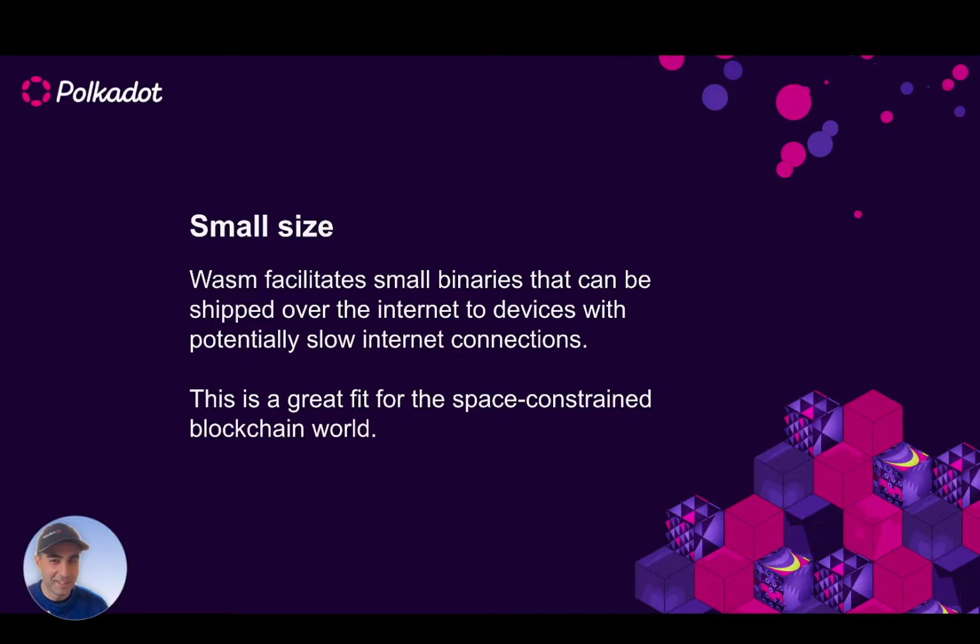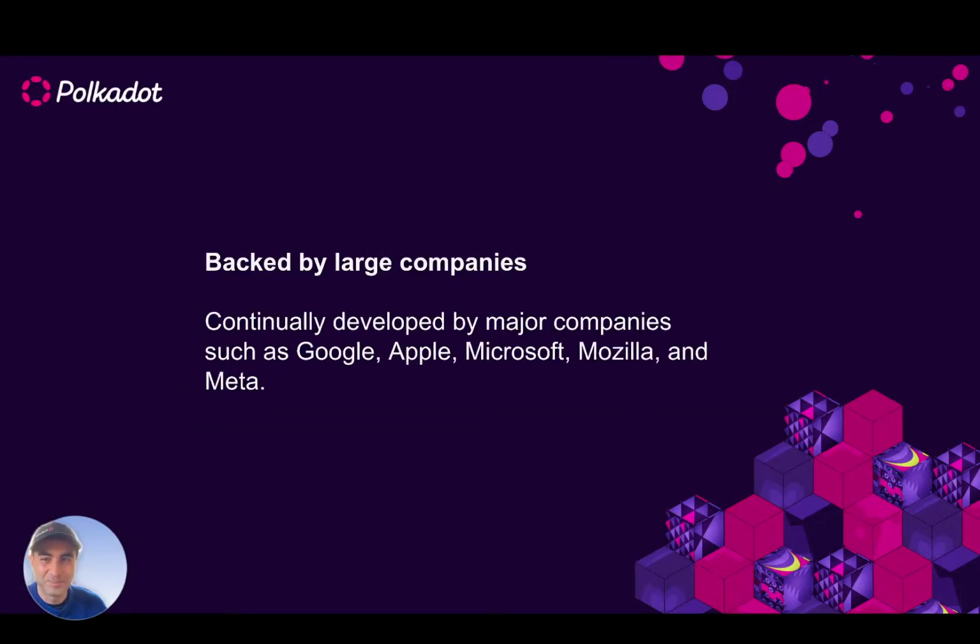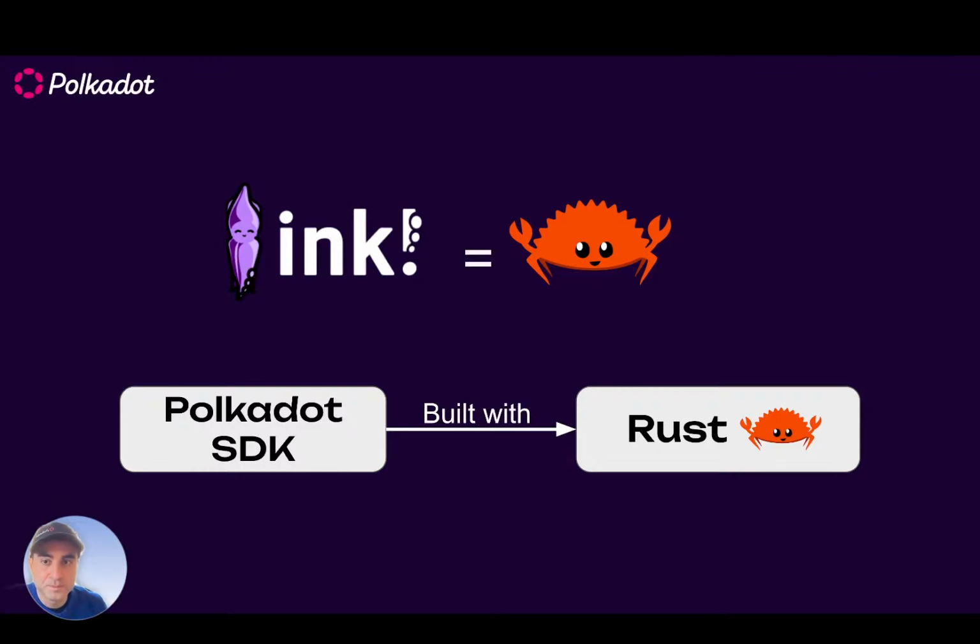Also, one note on this too, PVM support is coming. It's going to be even faster, right? So we're looking forward to that for Ink. WebAssembly and Rust are backed and used by large companies. That is a great indicator, right? And it's continuously being developed and improved.